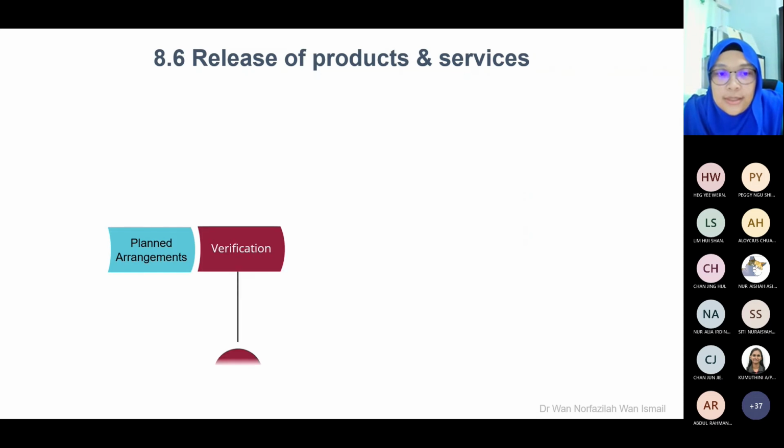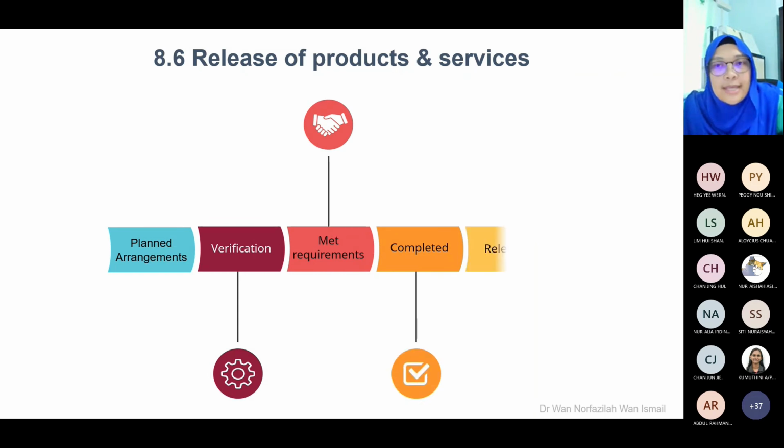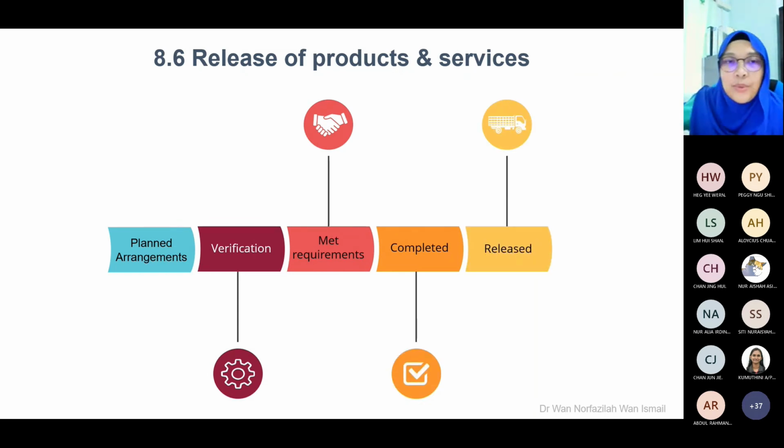And clause 8.6 in your ISO 9001, release of products and services. Once you're done with the QC, quality control with your products, everything's fine. It fulfills all the requirements, and also for services, you already finish with the services, with the report, and you want to release them to your customers. So what you need to do is to plan the arrangement. When to deliver to your customer, how to deliver to your customer.